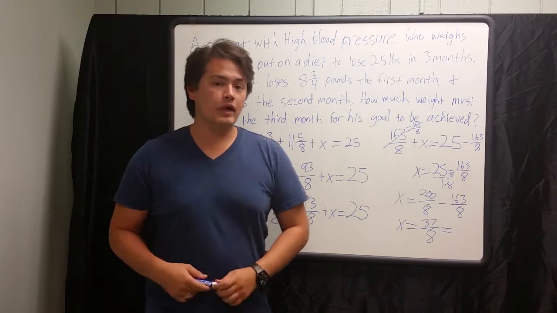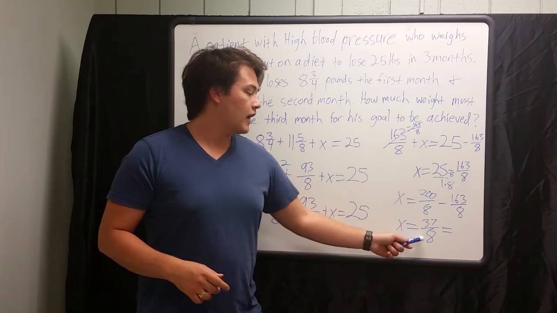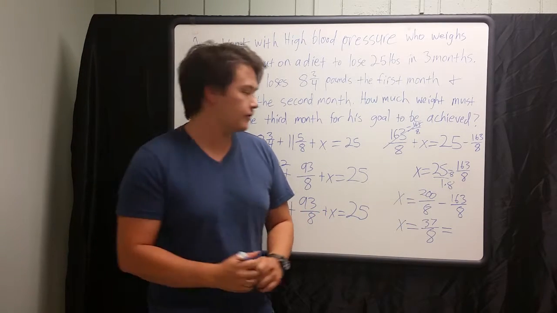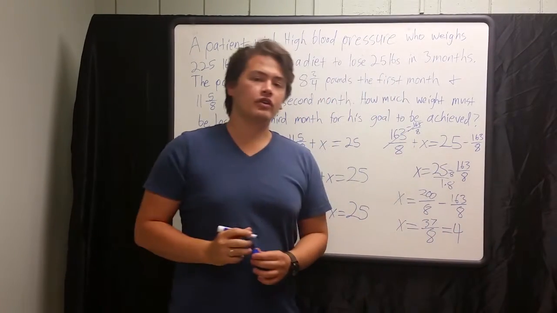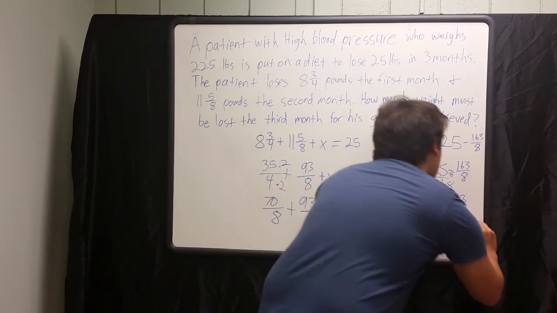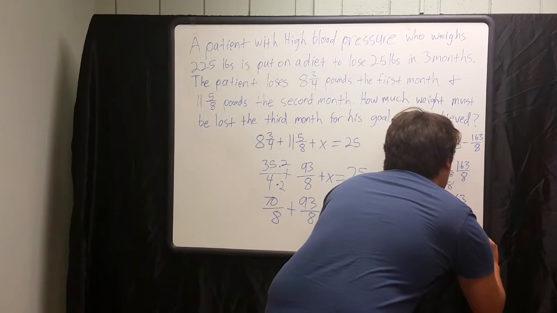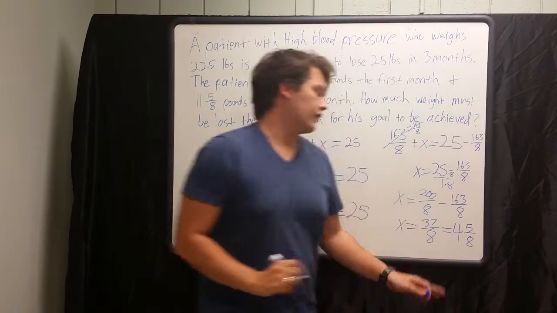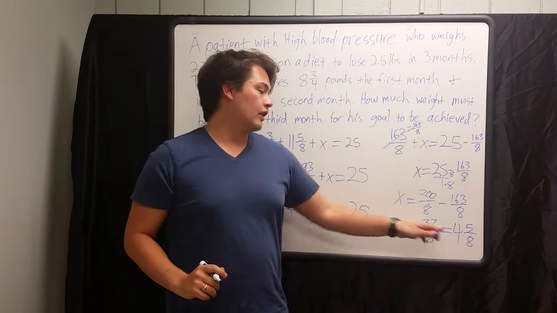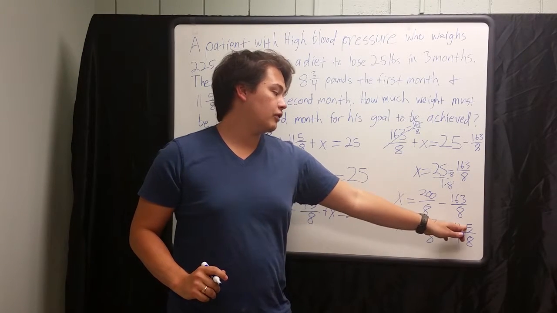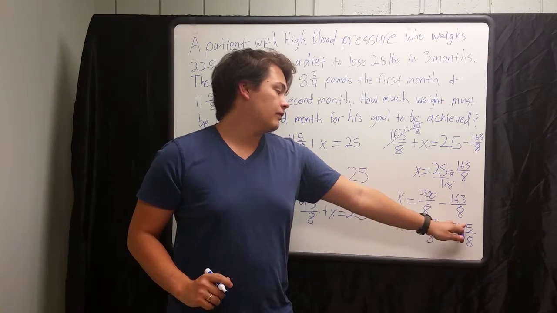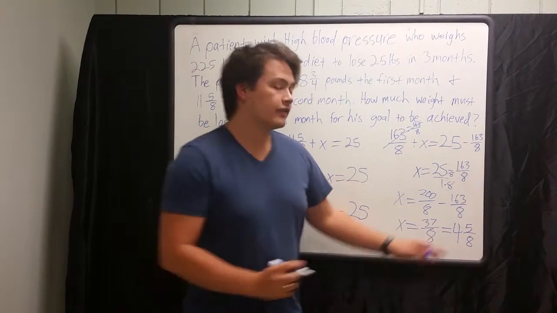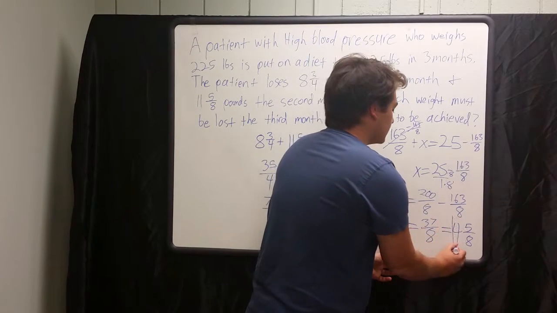Let's make this into a proper fraction. 8 can go into 37 4 times with a remainder of 5. So he needs to lose 4 pounds and 5/8. And this is going to be my final answer.